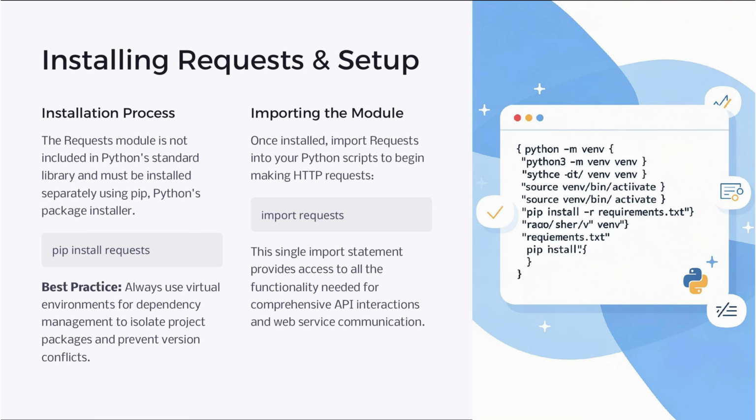To start using the requests module, install it via pip. pip install requests. This module isn't part of Python's standard library. Use virtual environments to manage dependencies and avoid conflicts. After installation, import it with import requests to access its full range of HTTP request capabilities for seamless API interactions.